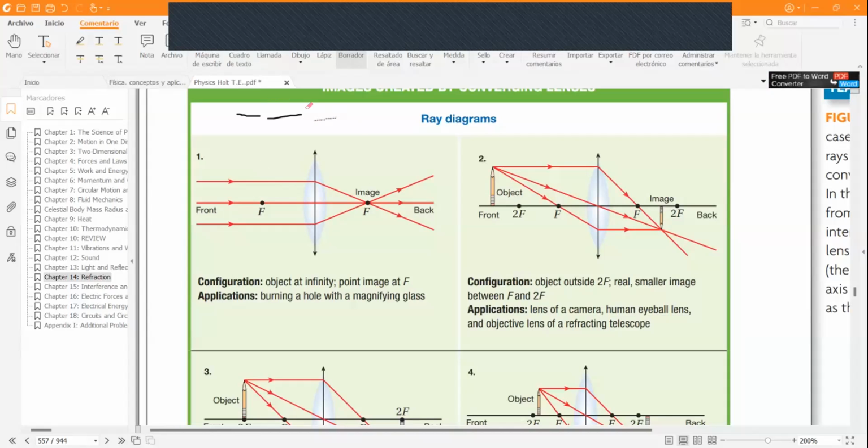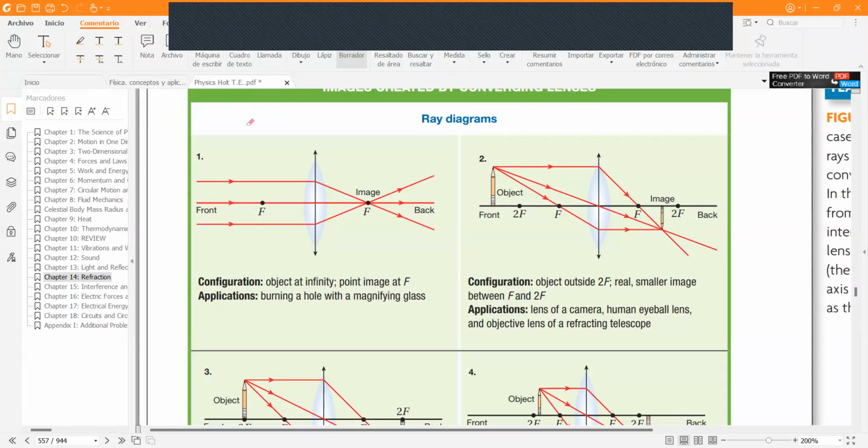Okay, it is different because here light is not going to be reflected. Instead, it's going to be refracted. That means it's going to have an angle of inclination for that incident ray, and it's going to be bent. But the idea is the same.